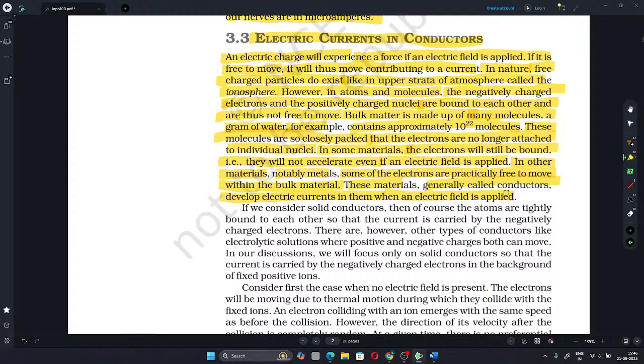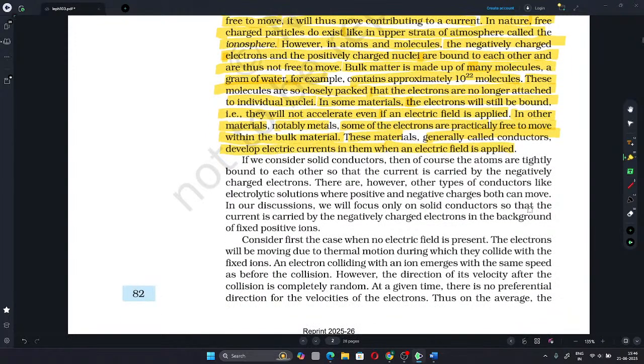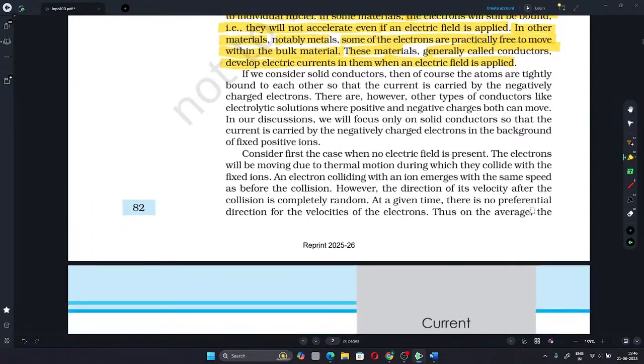In some materials, the electrons will still be bound. That is, they will not accelerate even if an electric field is applied. In other materials, notably metals, some of the electrons are practically free to move within the bulk matter. These materials, generally called conductors, develop electric currents in them when an electric field is applied.